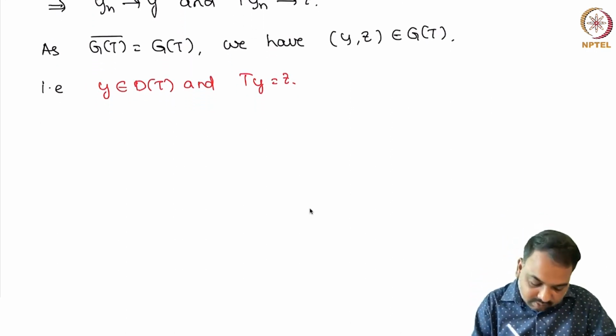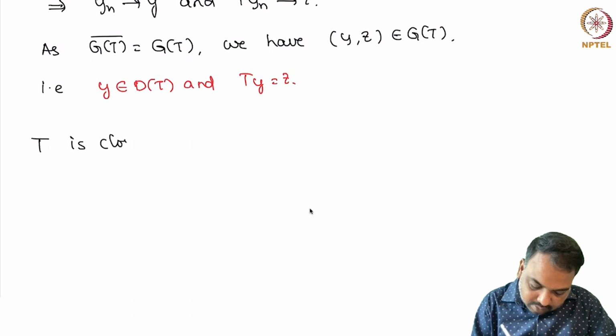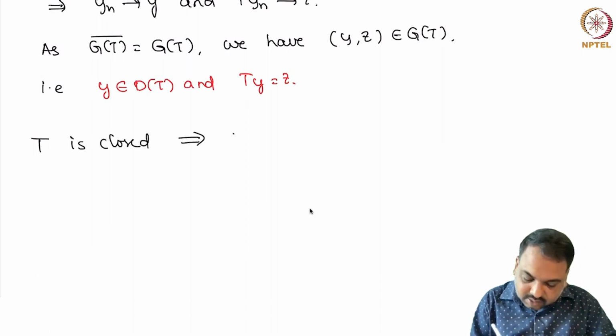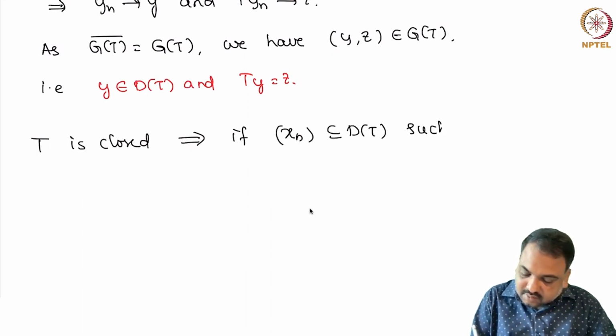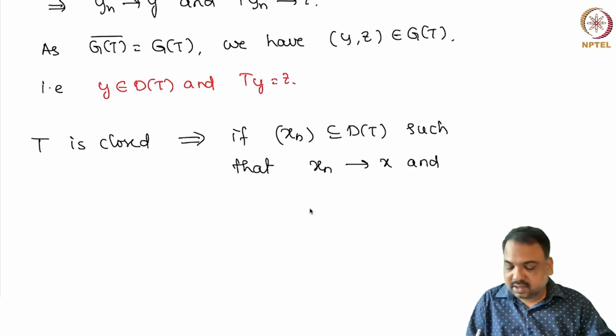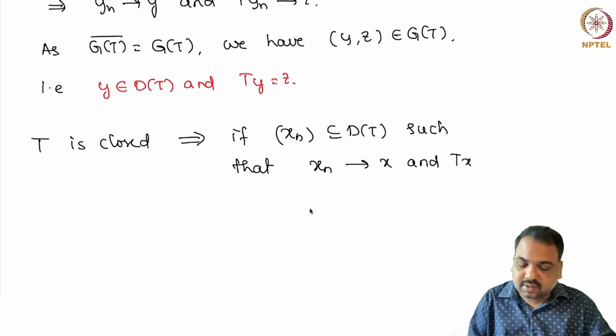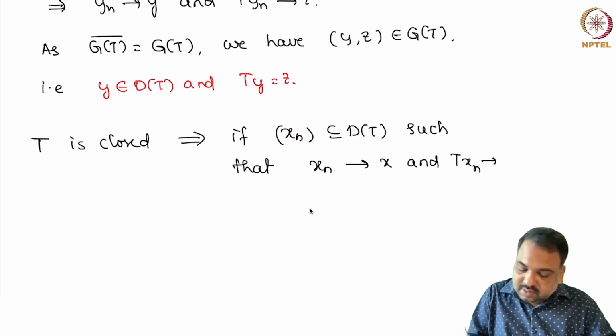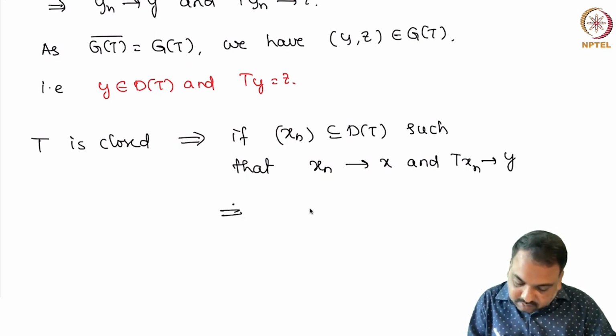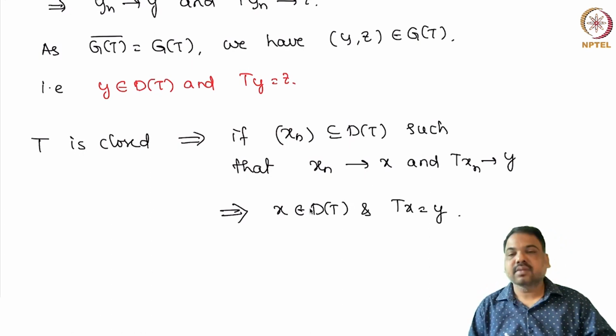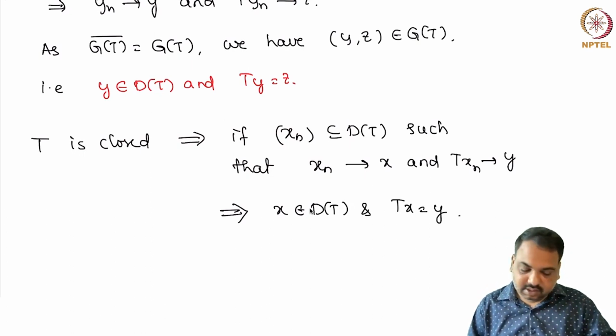So we can also say that the graph of T is closed implies: if xn is any sequence in the domain of T such that xn converges to x, and earlier we have seen that zn is nothing but Tyn, so here Txn converges to y implies x is in the domain of T and Tx equals y. So T is closed implies this condition.